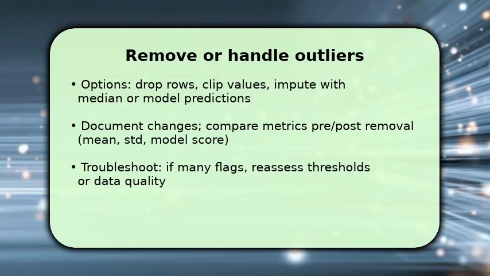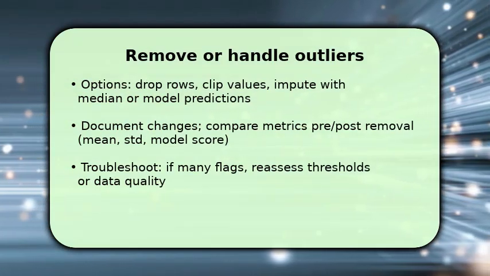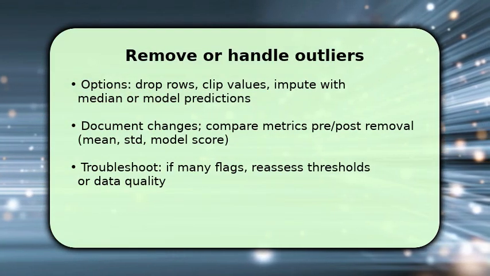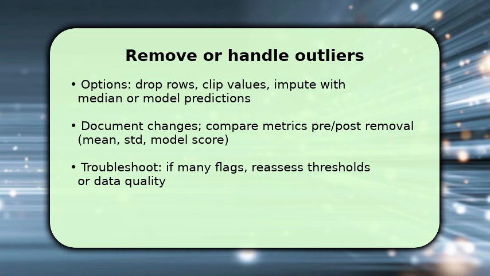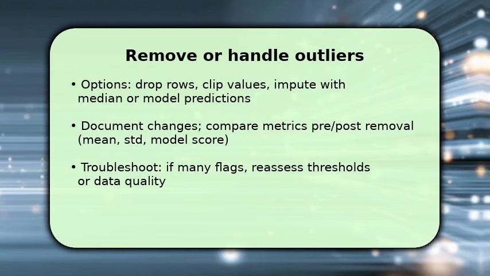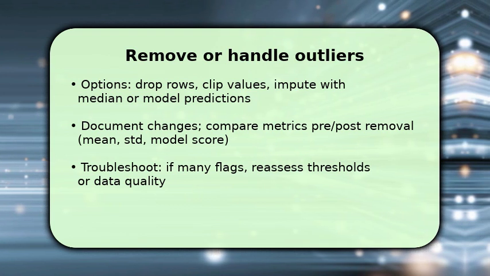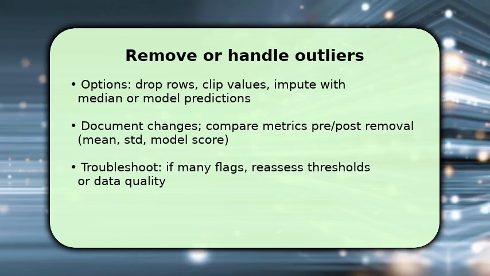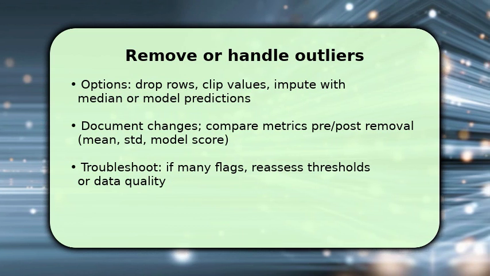Once identified, finally decide how to handle flagged points. Drop rows for clear errors, clip to percentile bounds, or impute with median or model-based estimates for legitimate but extreme values. Apply changes using pandas methods like drop, clip, or fillna on a copy.